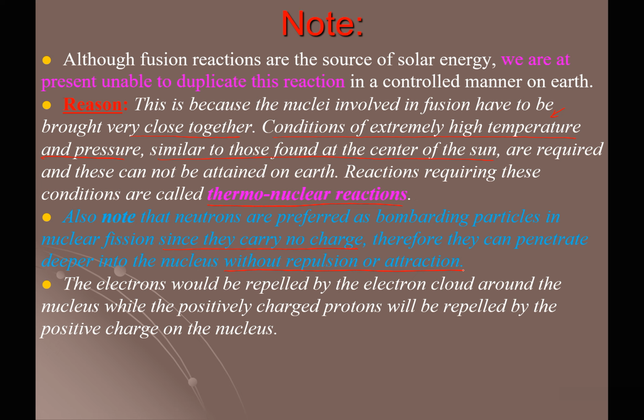And why not electrons? The electrons will be repelled by the electron cloud around the nucleus, while the positively charged protons will be repelled by the positive charge of the nucleus. So we prefer to use the neutrons because they will penetrate deeper without any repulsion. I think that makes some sense. So let's explore more examples before we leave this lesson.